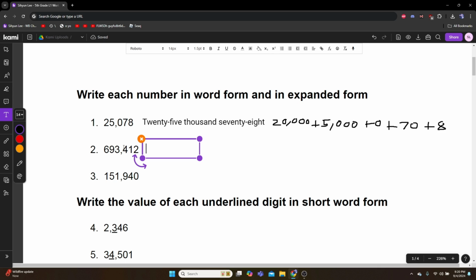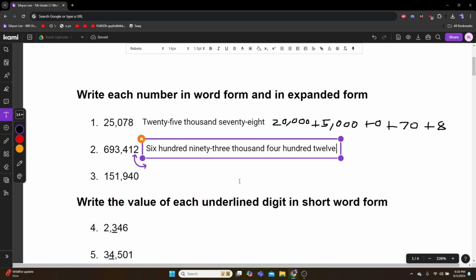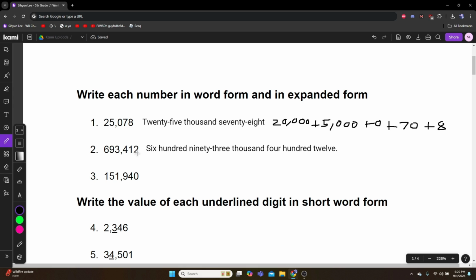Next, we do the same thing as number 1, but now we have 100,000s. But we do the same format, so we follow 693,000, and then 412 here, so 412. And then we know that this 6 is in the 100,000s, so 600,000 plus 90,000 plus 3,000.